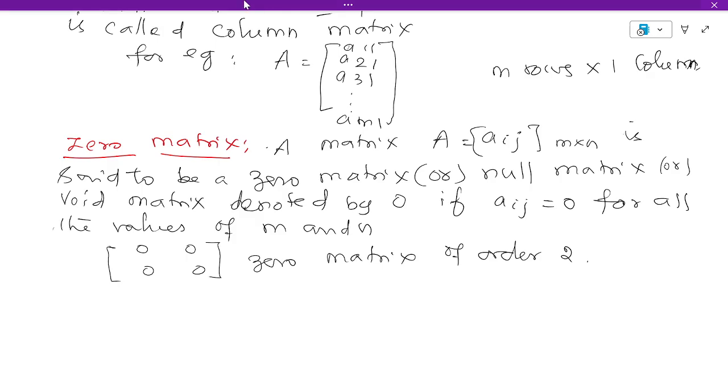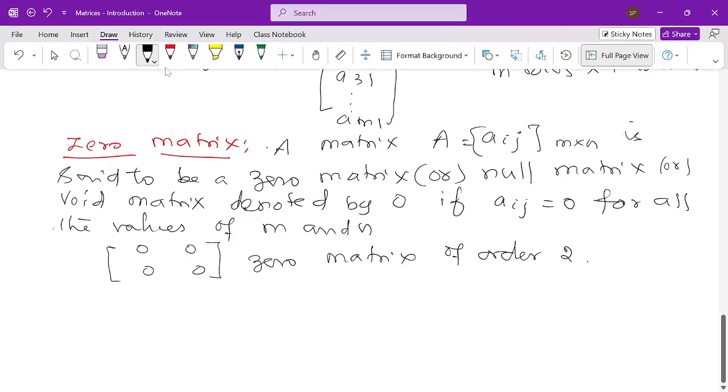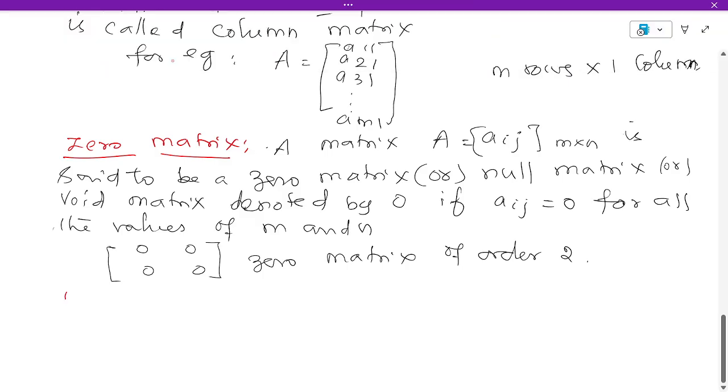See, it is a zero matrix, but what is a non-zero matrix? Non-zero matrix does not mean all the elements are non-zero. If at least one element is non-zero, the matrix is called a non-zero matrix. See, many of them will misunderstand that non-zero matrix means all the elements are non-zero. It is not the meaning.